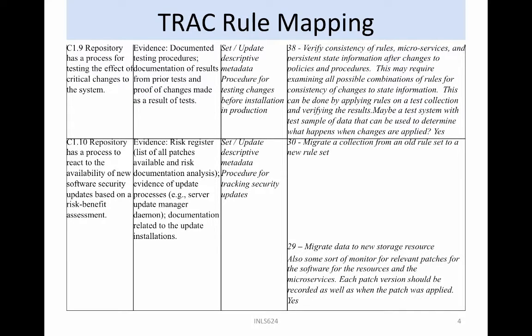An example of the TRAC standard is shown here. For each requirement, evidence is described for how the requirement can be met, a set of tasks is described, and rules are proposed for automating the tasks. In this case, two examples are provided. One for a repository has a process for testing the effect of critical changes to the system, and a repository has a process to react to the availability of new software security updates based on a risk-benefit analysis.